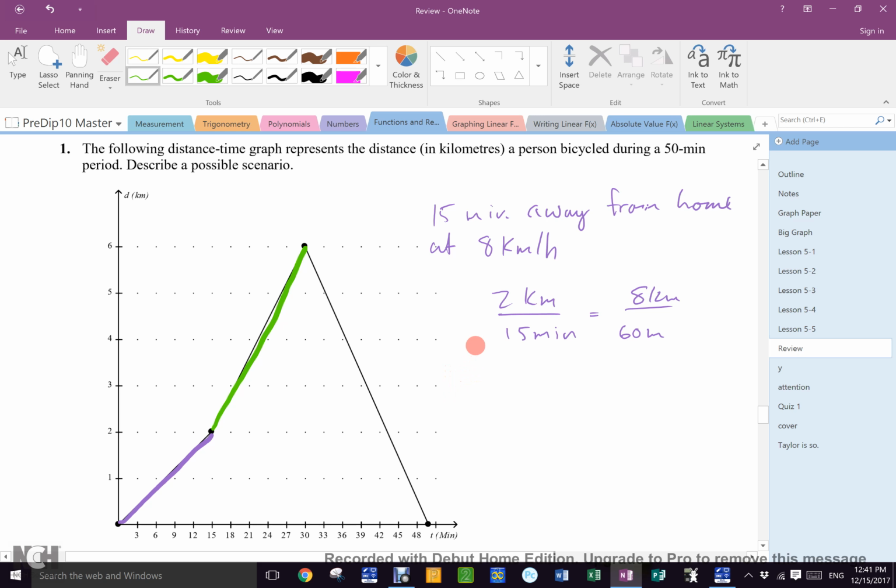Anyway, who's taking over? Lauren, hit me. He sped up and biked for another 15 minutes and he covered 4 kilometers, which I guess would be 16 kilometers per hour.